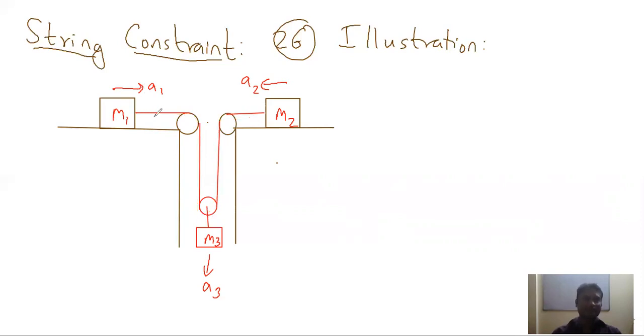Let us consider the various sections of the string as L1, L2, L3, and L4 respectively. So we can say by string constraint, L1 plus L2 plus L3 plus L4 is a constant. Now let us consider length L1. For length L1, let us consider 2 points. One is this point here, another is this point here.